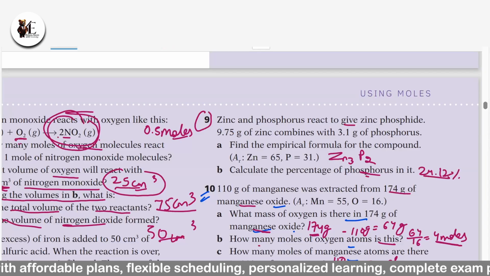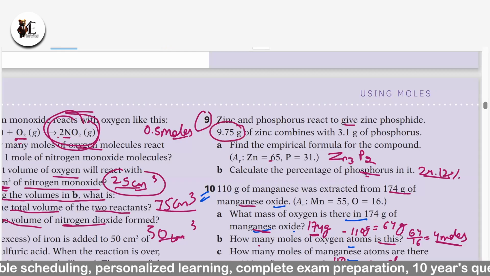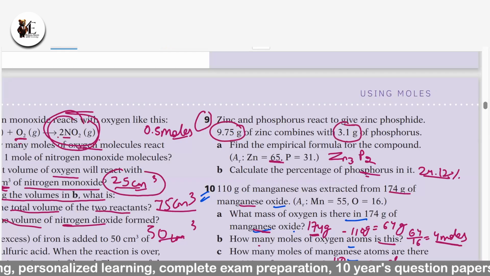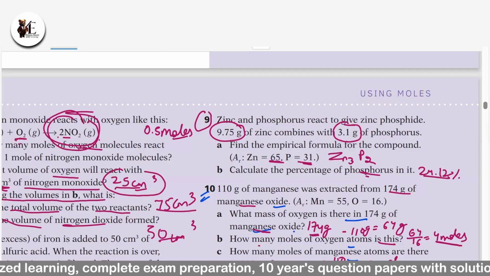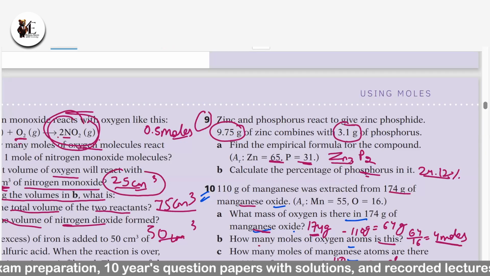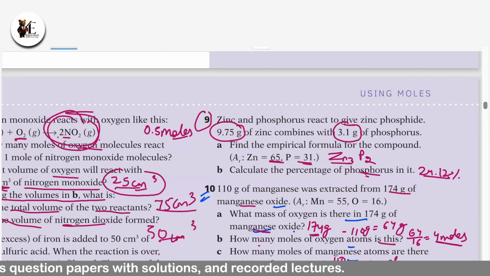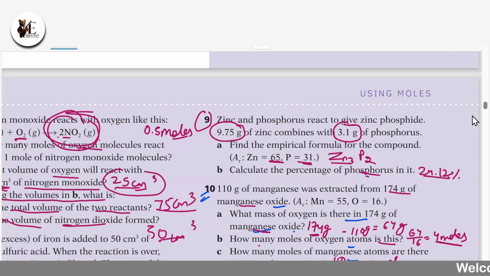You have to do it like this only. For finding the empirical formula, divide this mass by the molar mass, then divide the mass of phosphorus by its molar mass. Then divide by the smallest number, take the simplest ratio, and you get the empirical formula. Now to calculate the percentage of phosphorus in it, first you have to calculate the mass of phosphorus in Zn3P2. Then you can easily calculate it by mass of phosphorus divided by total mass of the compound multiplied by 100. Any doubt in this type of question? No.